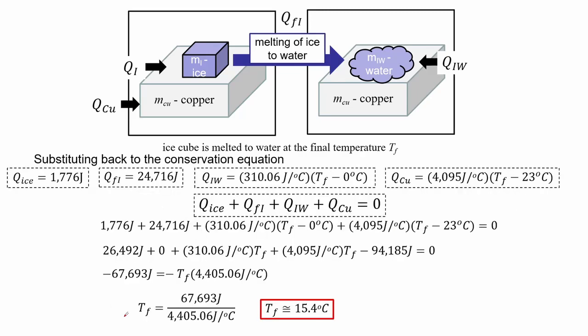We then substitute the values obtained from A to D into the conservation of energy. We rewrite it as an expression solving for the final temperature at equilibrium, which is about 15 degrees Celsius.